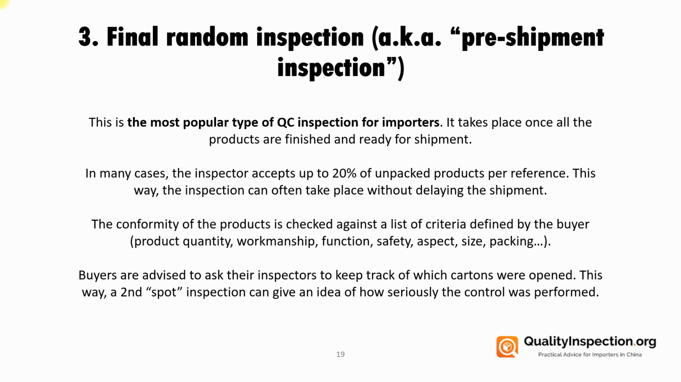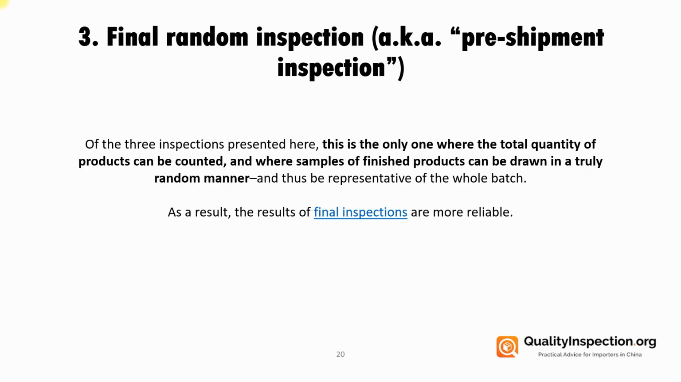Out of the 3 inspections that we've gone into here, this is the only one where the total quantity of products can be counted, and where samples of finished products can be drawn in a truly random manner. So we get a good representation of the whole batch of products. As a result, the results of final inspections are the most reliable.